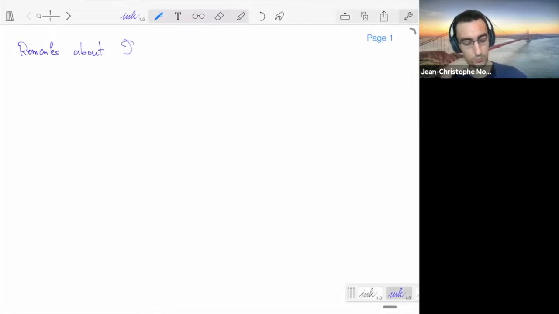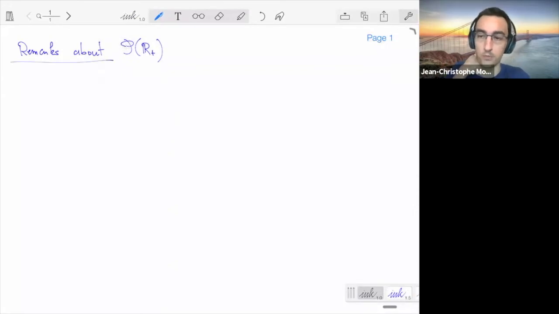So I'm going to denote P of R plus, or P of R, the space of probability measures on R plus. It so happens that the measures we care about are all with support on R plus, but what I'm going to say is equally valid for measures on R. So what I want to discuss is, how do we move in this space?